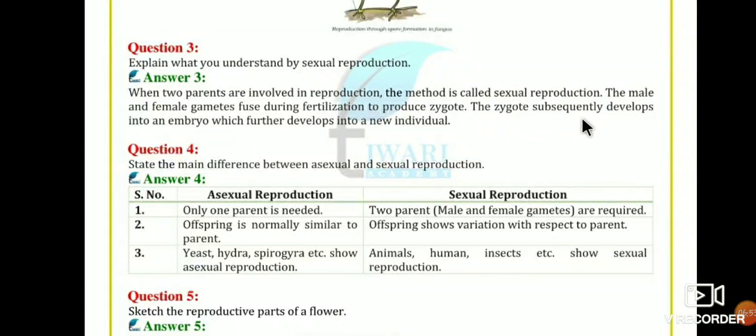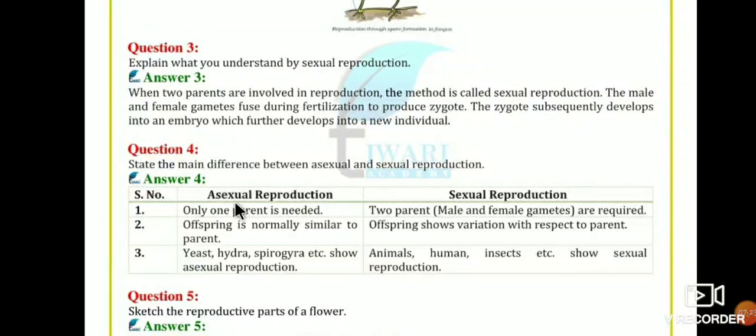The zygote subsequently develops into an embryo, which further develops into a new individual. Then question number 4: state the main difference between asexual and sexual reproduction. We should write the main difference between them.